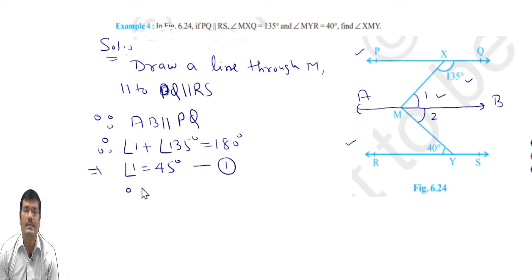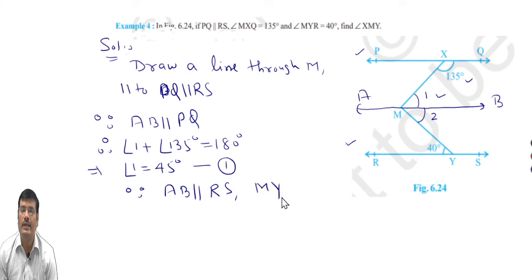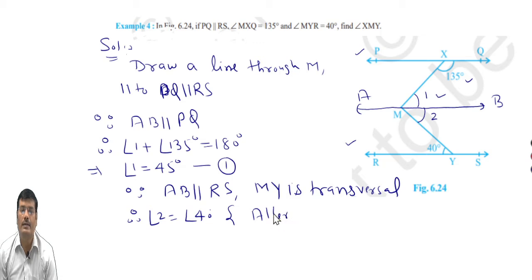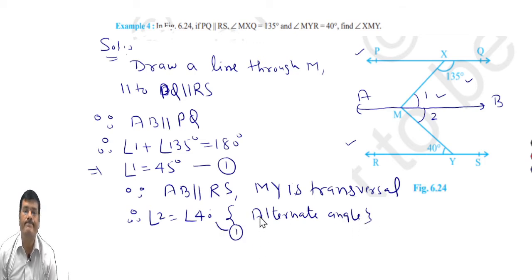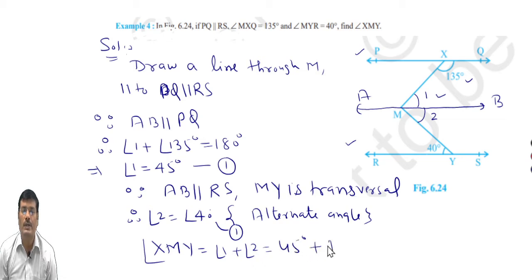Let us suppose that it is angle 1. Again, since AB is parallel to RS and MY is a transversal, angle 2 is equal to 40 degree. These are alternate angles. Let us suppose that it is angle 2. Since we have to find XMY, from the figure, angle XMY is the sum of angle 1 plus angle 2. So in place of angle 1 and angle 2 we write their values. Thus this is the proof.